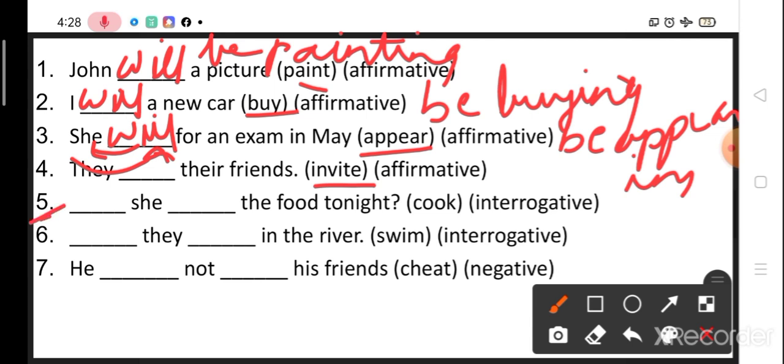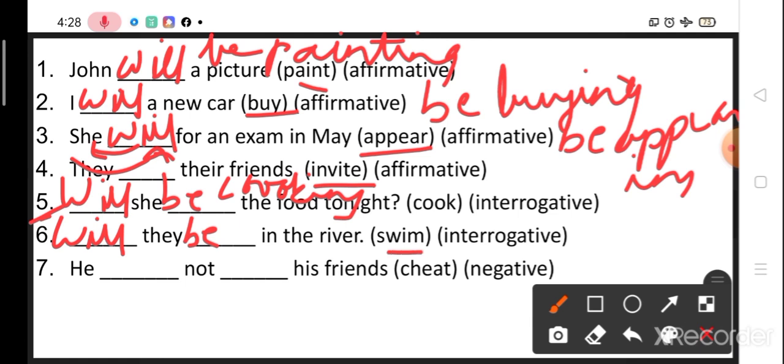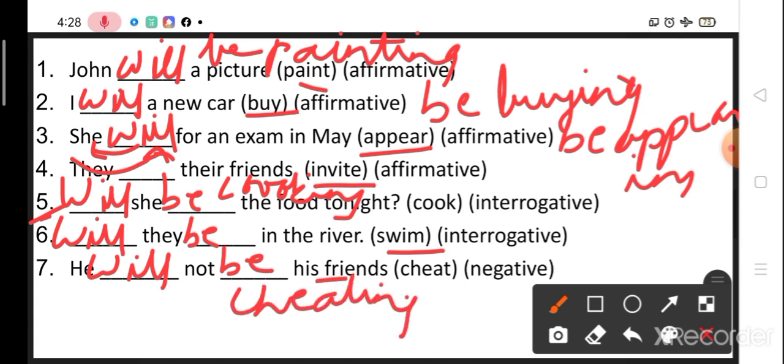So it will be, will she be cooking? Will she be cooking the food tonight? Will they be swimming? Will they be swimming in the river? He will not be cheating. He will not be cheating his friends. Okay, very easy.